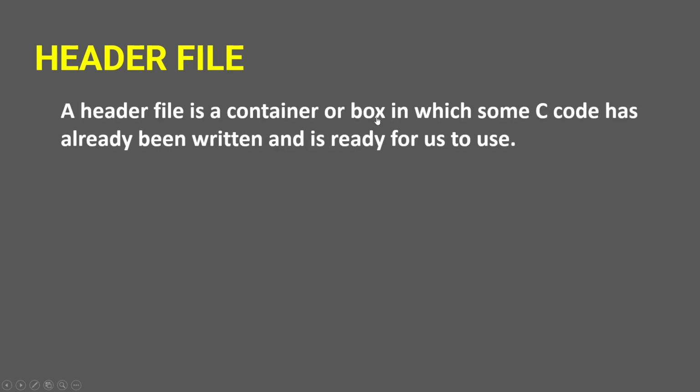See, stdio.h means standard input and output file. The .h extension simply indicates that this is a header file, also known as a library. What is a header file? A header file is a container or a box in which some C code has already been written and it is ready to use for us. You don't need to write everything from scratch yourself. This obviously makes the development process faster and easier.